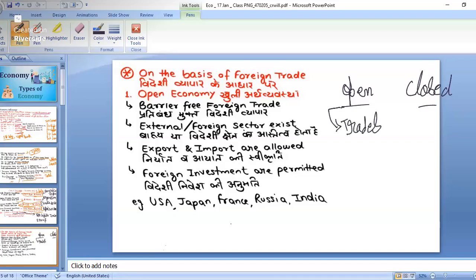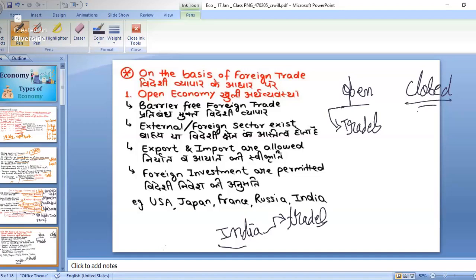Open means, suppose we have our country India. Now in the case of India, what are we doing? We are doing trades with foreign countries. So here India will be coming under the open economy.